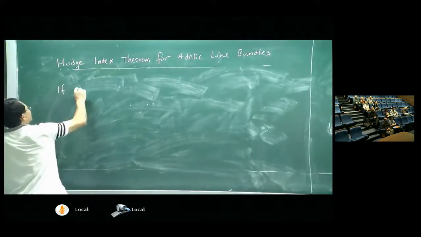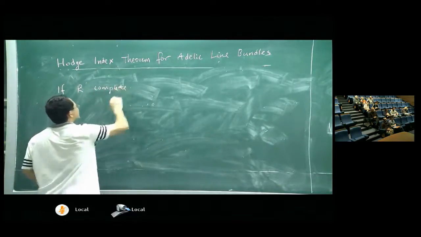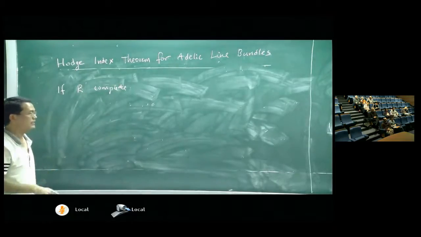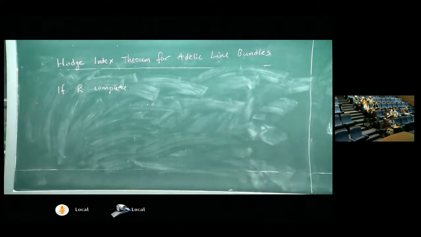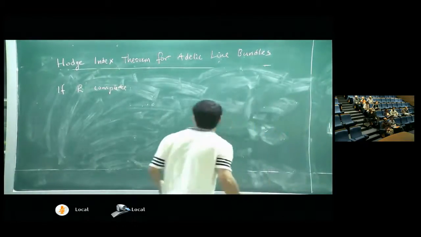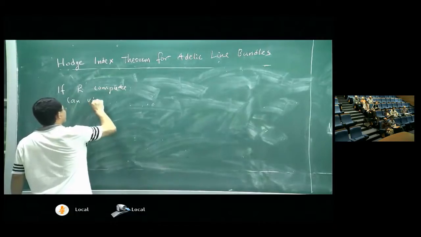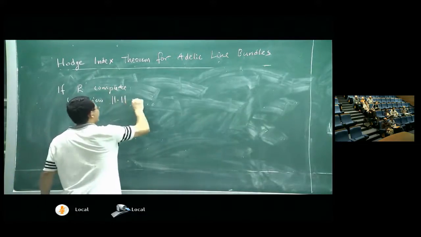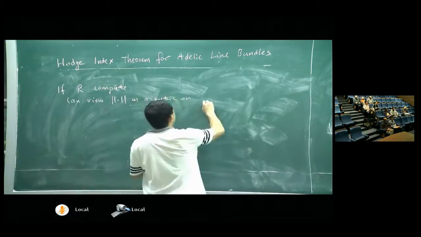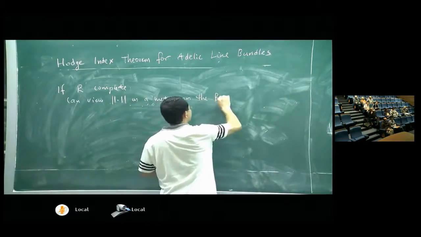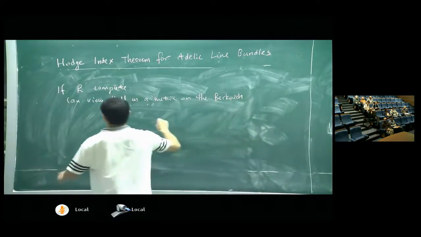So furthermore, if this R is complete, it is a DVR. If it is complete, then you can further interpret this metric as a metric on the Berkovich space, as a metric on the Berkovich analytification.